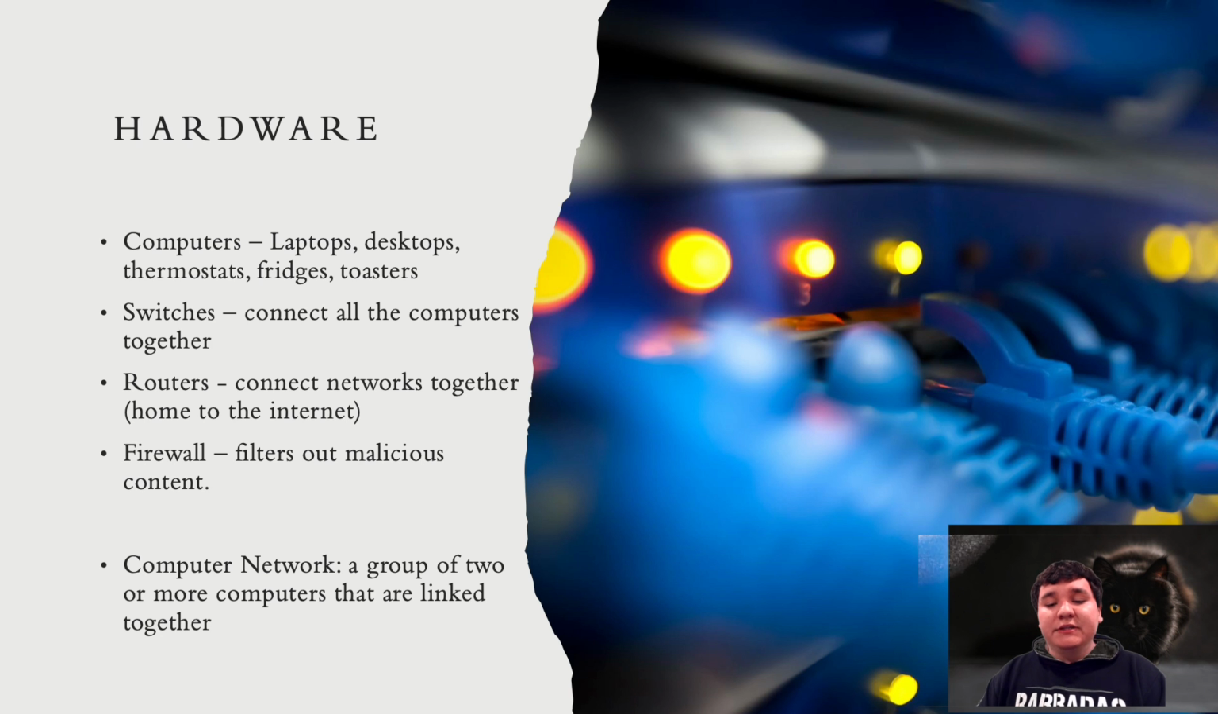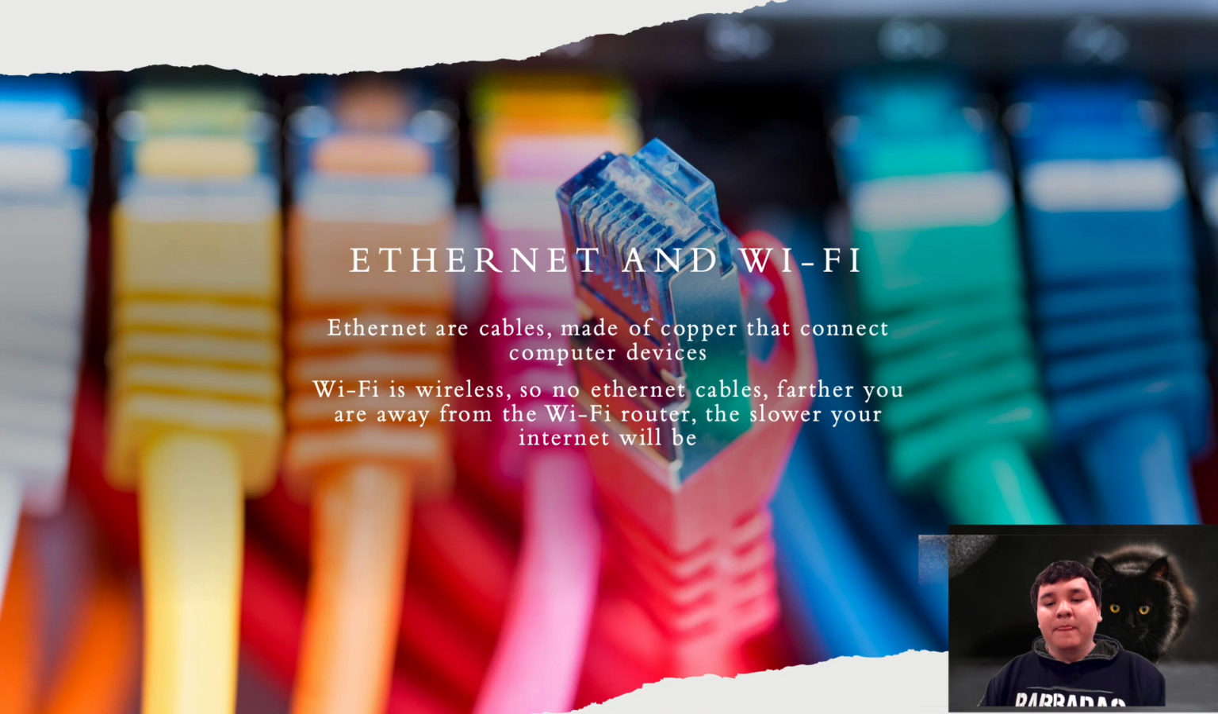A computer network is a group of two or more computers that are linked together. So there's Ethernet and Wi-Fi. Ethernet cables are made out of copper that connects computers together. It can only be one end going to another end. Wi-Fi is wireless, so there's no Ethernet cables, so multiple devices can connect to one switch or a router. And the farther you're away from the Wi-Fi router, the slower the internet or the connection will be.